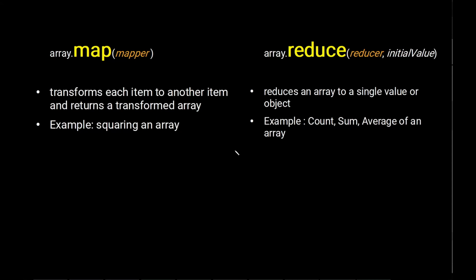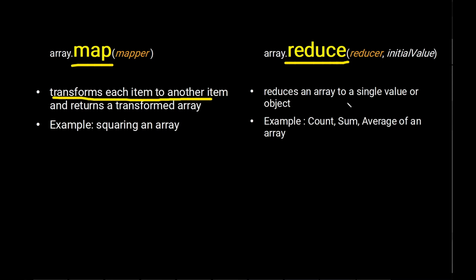Today we're going to learn two very important array functions in JavaScript, map and reduce. In simple words, what map does is it transforms each item of an array into another item and returns a transformed array. Whereas reduce reduces an array to a single value or single object.